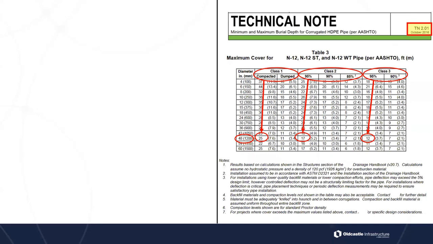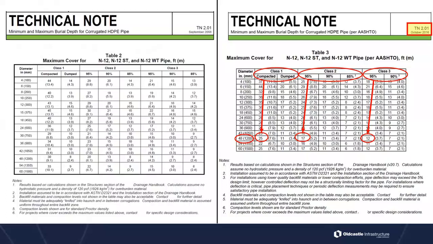Now, something else that's really interesting is this is from the technical note 2.01 that was dated October 2016. There was another one that came out in 2008. And what I want to point out is that they're not consistent. They're not the same. So make sure you're using the most up-to-date technical note and information from the manufacturer. So if you have an old one, make sure you go and get the most recent one. And the reason I say that is because of this.